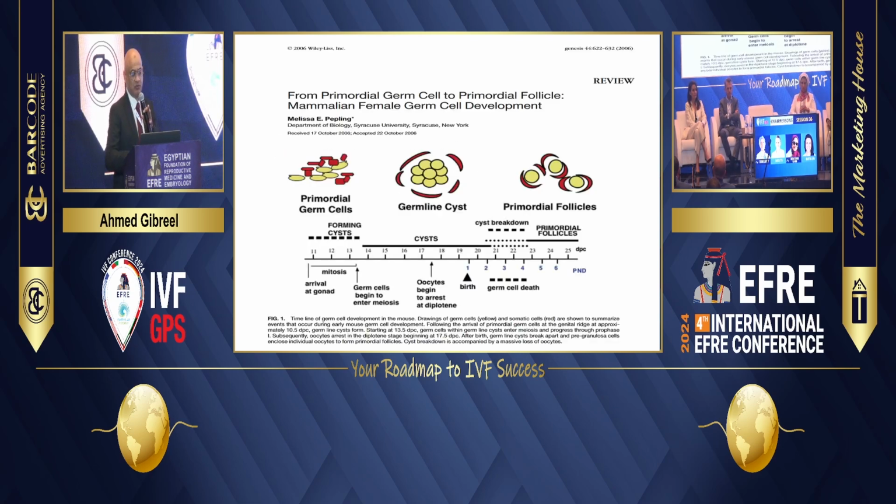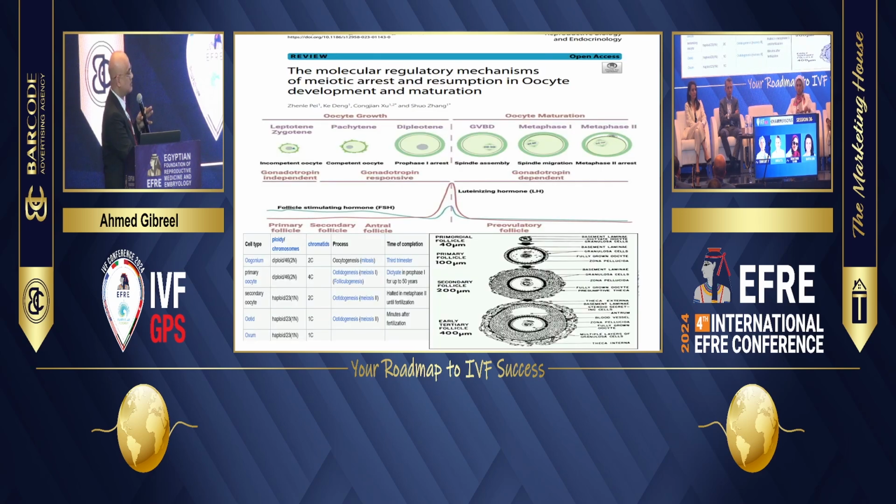What we will go through, as has been addressed by Professor Barbara, is the basic science of how oocytes develop. Primordial germ cells migrate to the ovary and then acquire germ-line cysts and then break down into what we know as the primordial follicles. And the process of oocyte growth is the initial stage before maturation.